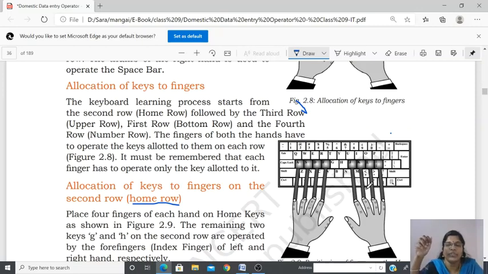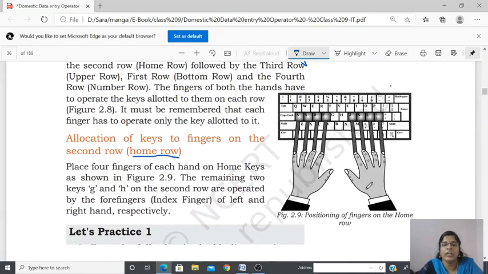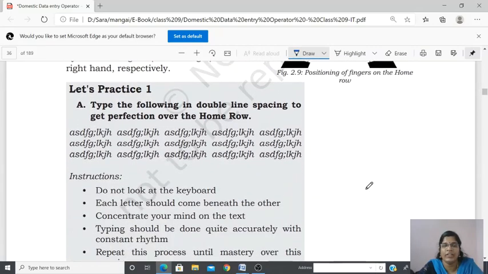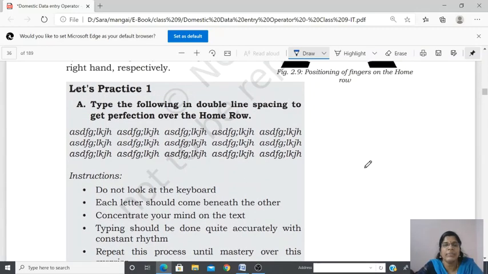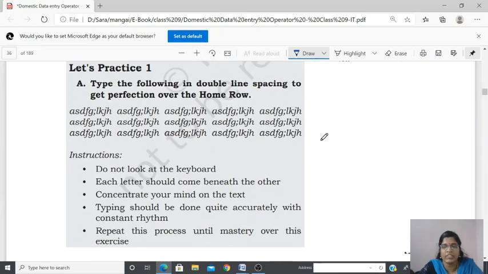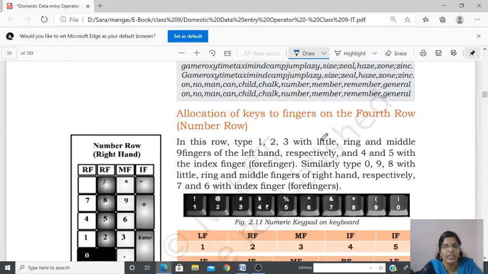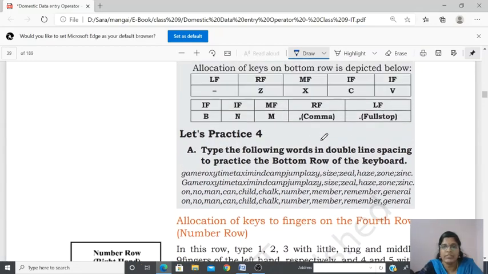So first you have to use the little finger, then the ring finger, middle finger, index finger. Then the index finger for two letters adjacent to each other. Clear? Okay, this is the way we have to allocate the keys to the fingers on each row we have studied. Got it? So you can practice, typing the following in double line spacing. So let's go to the next practice exercise.